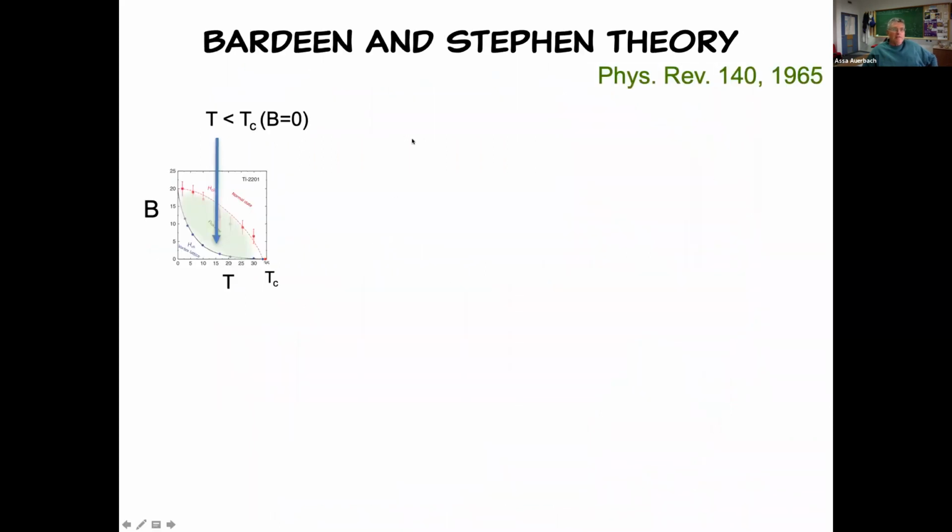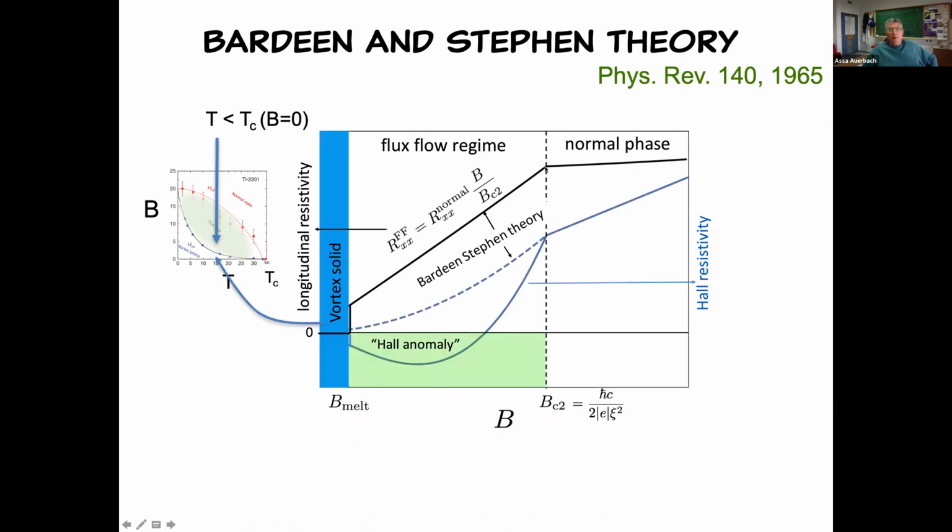Bardeen and Stephen gave a theory for the flux flow, and they showed that if you start at high fields and reduce the field, keeping the temperature fixed, you get a very simple behavior according to their theory. The longitudinal resistance will just be the normal phase resistance at high fields, and then below BC2, which is the nominal critical field where the system is supposed to turn from metal to superconductor.